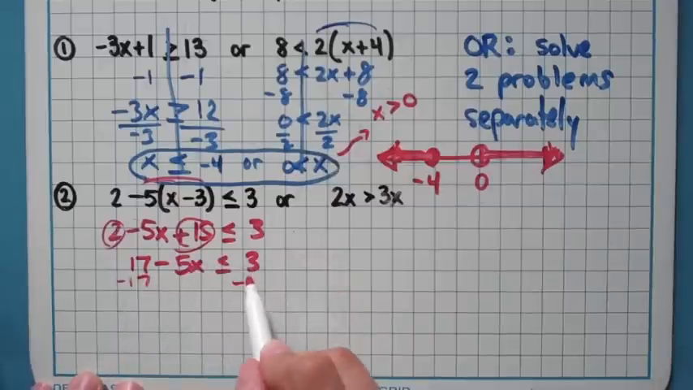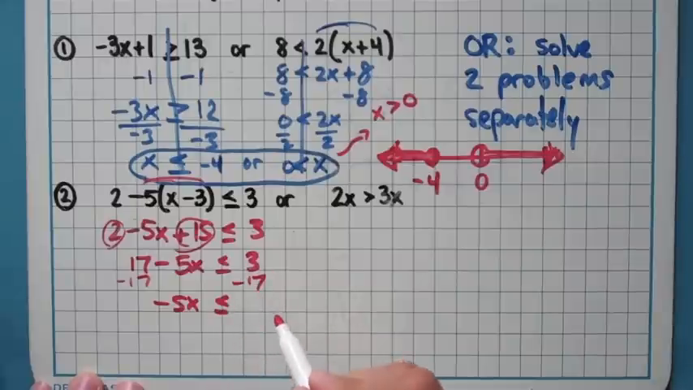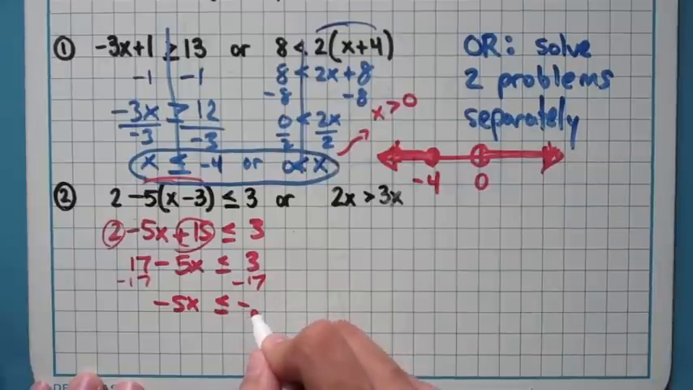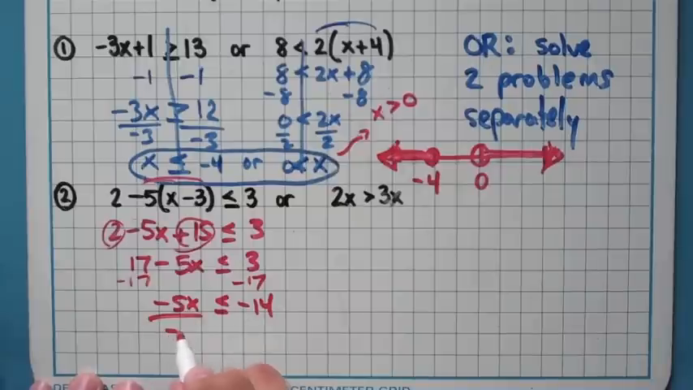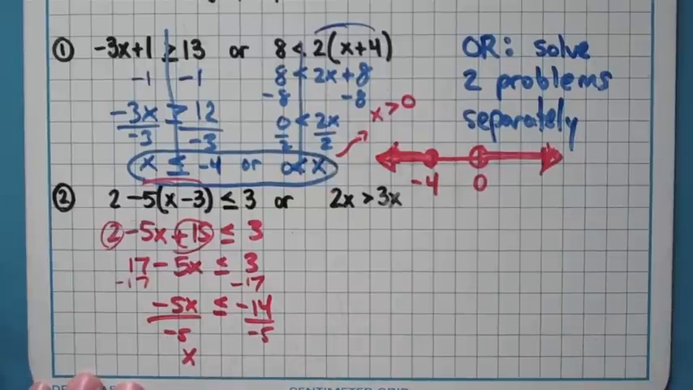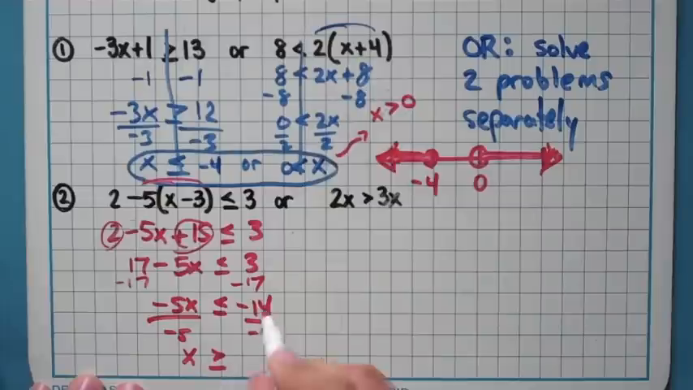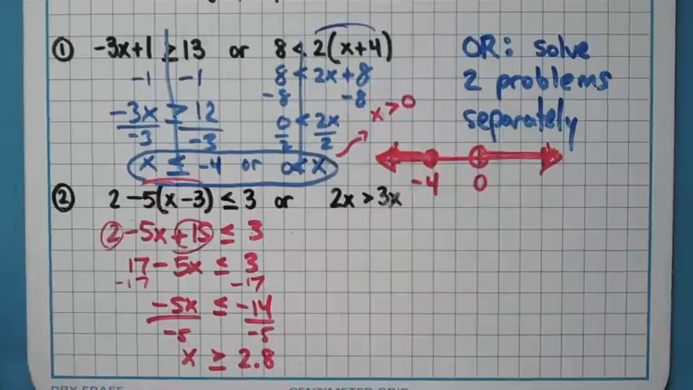Subtract my 17 from both sides. Negative 5x, less than or equal to 3 minus 17, which is going to be negative 14. And finally, I divide by negative 5. I'll flip my sign, and on this one, I should get x greater than or equal to 14 over 5, which isn't a bad decimal. That's 2.8, I believe, so I'll leave it like that.